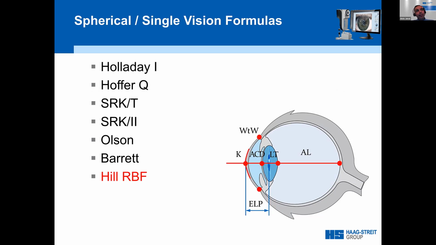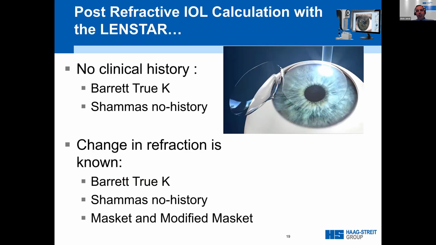I mark the Hill RBF in red because this is an exclusive method for EyeSuite. You don't find this method or formula in any other device. Now, with EyeSuite, we have the latest post-refractive IOL calculations as well. And here we have to differentiate between patients with history, where I mean they have pre and post refractive surgery data, and patients without history. Different IOL calculation sets are used accordingly.